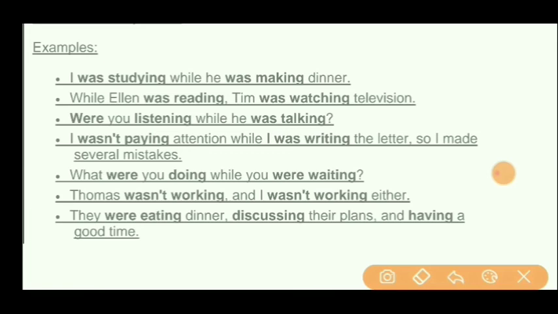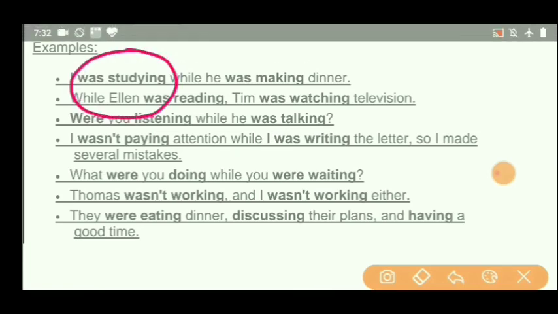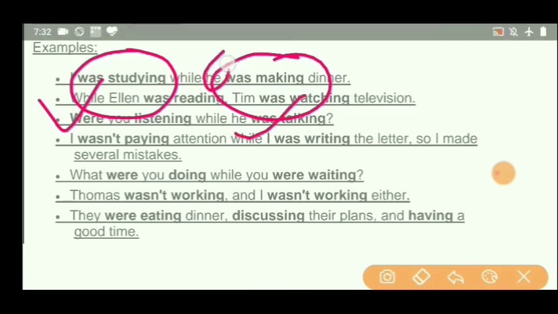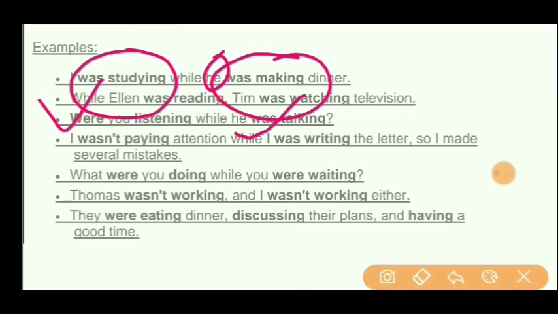So see these two examples, two situations. Example 1: I was studying. Here is one action, I was studying, and here is the second action, my friend. Suppose he is my friend, so he was making dinner and I was studying. That's at the same time, two actions, studying and making. So in these types of situations, we use past continuous tense.